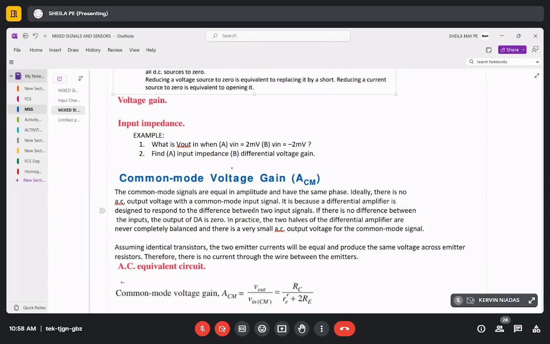Now, as we discussed earlier for the ADM, the differential mode voltage gain, right? If we put a voltmeter at our output, even with no input signal, an output signal is read. There is an imbalance. The same goes for our common mode voltage gain: there is a small DM output, and there should be a very small common mode output. Okay, assuming identical transistors, the two emitter currents will be equal and produce the same voltage across the emitter resistor. Therefore, there is no current through the wire between the emitters.